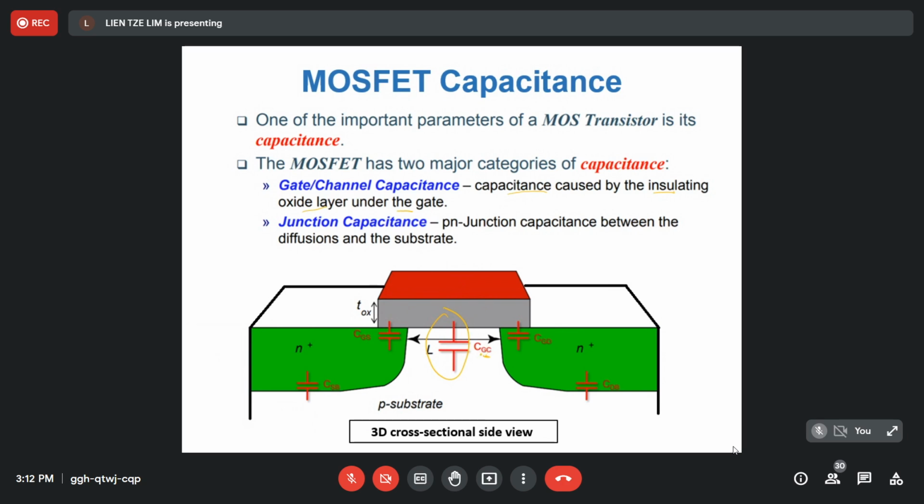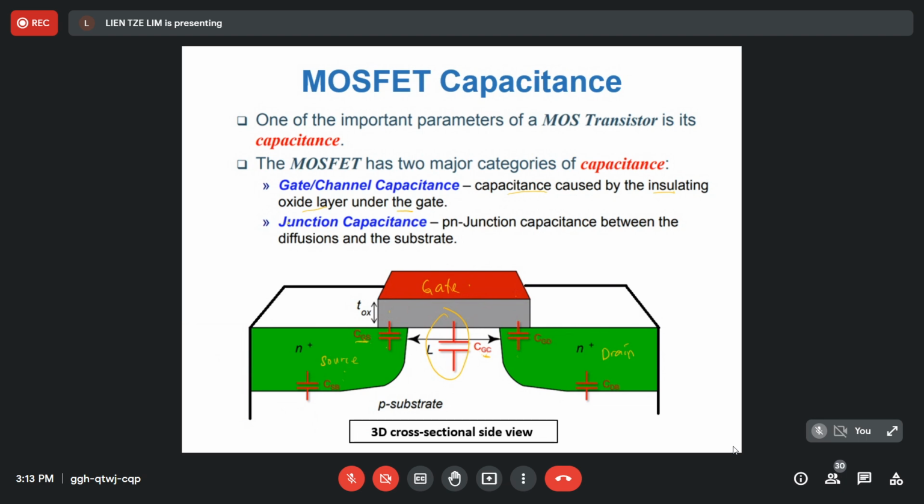Gate capacitance is not only from the gate to the body, but also from the gate to the source. This is another capacitance, from the gate to the source. Assume this is the source terminal, since the label given here is CGS. So this is the source terminal and this is the drain terminal. The capacitance here also exists, the capacitance between the gate and drain. We also call it one of the gate capacitances.